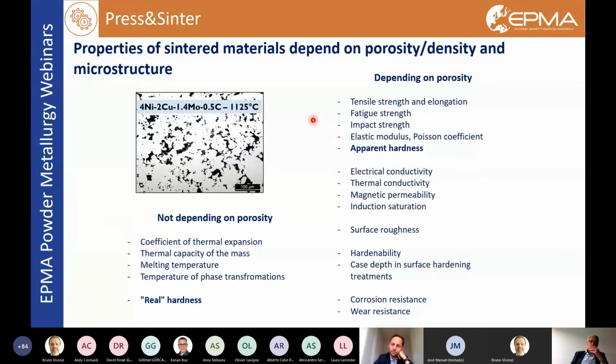The properties of materials depend on the chemical composition and on the microstructure. And if we observe the microstructure of a typical press and sinter steel, we can observe the peculiar characteristic of this class of material, that is porosity. Pores are the black regions in this micrograph, the voids.